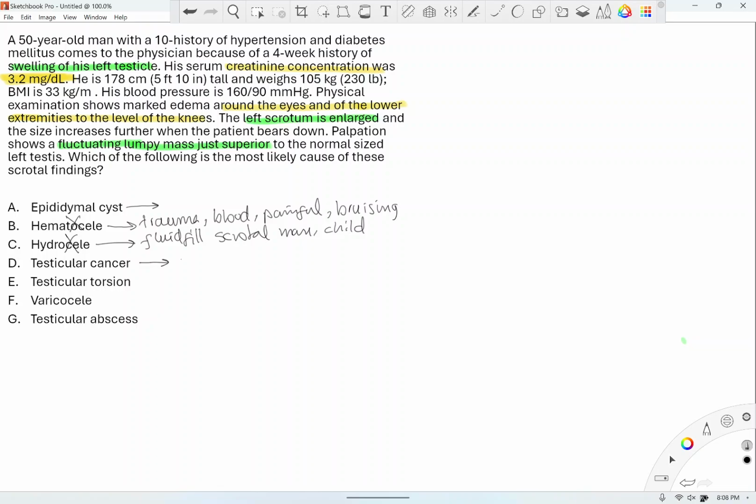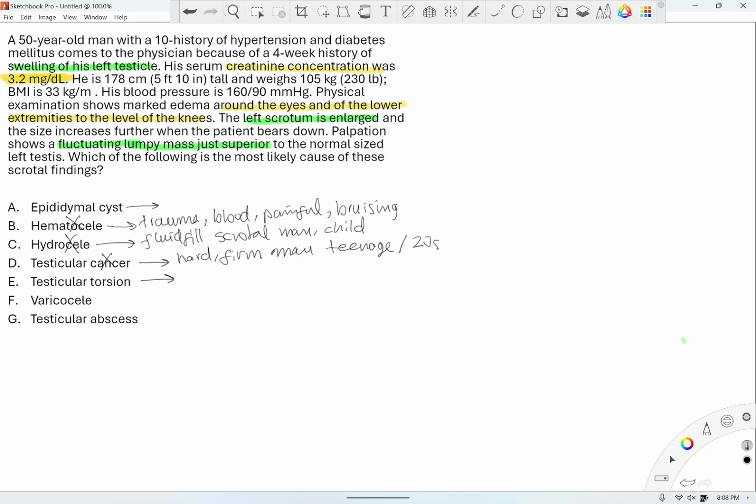Testicular cancer will be a hard, firm mass, either in teenagers or young adults in their 20s. Seminoma is in the 20s, and choriocarcinoma and teratoma are in the teenage years. So again, this mass would not be fluctuating. It's a firm, painless mass. That's testicular cancer, and they will give you something else. It wouldn't be increased creatinine, it would be increased markers like HCG, alpha-fetoprotein, and so forth. So that's not it.